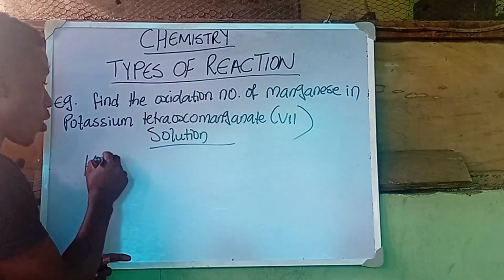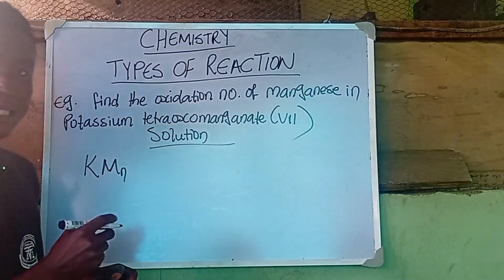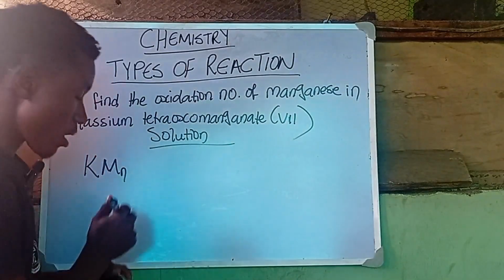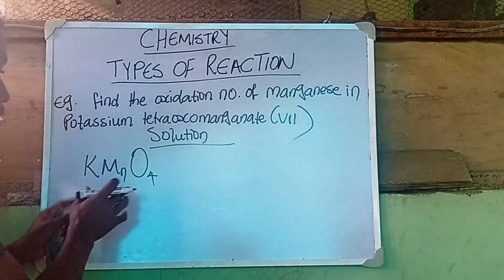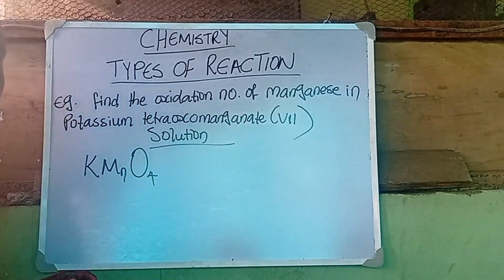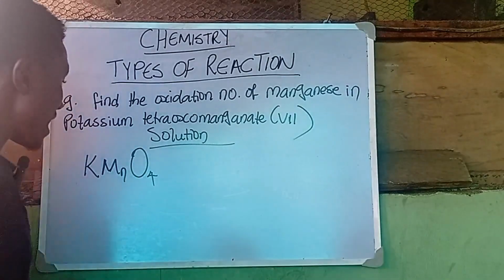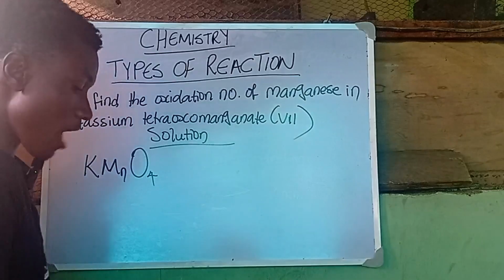Potassium tetraoxomanganate(VII), right? So this is our formula for this. Now, solving for oxidation number is as simple as A, B, and C.